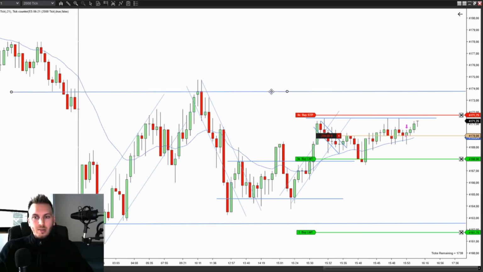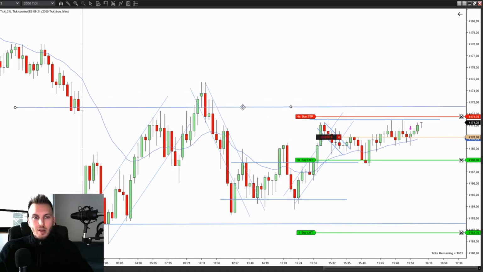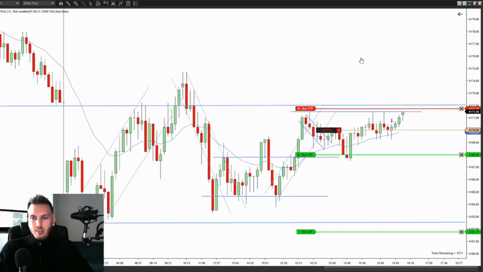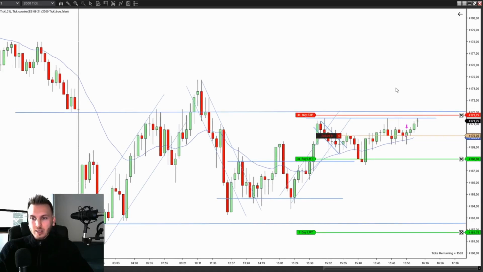Makes me wonder, but I don't really think the trading range is way up here. I think the trading range is much smaller, and I think we were very close to the highs. So this is why I like taking the trade. We're one tick away from getting stopped out here.